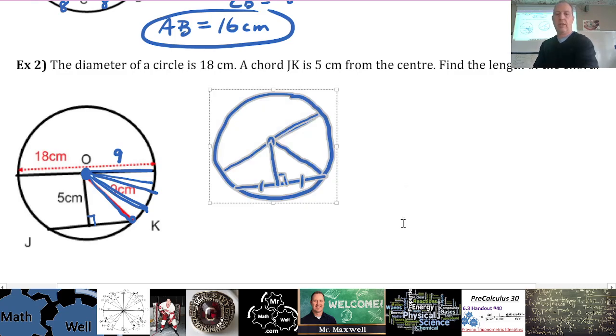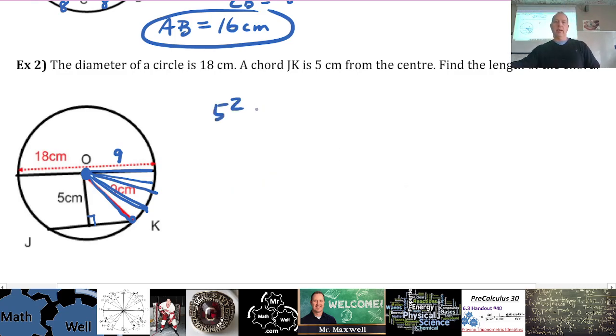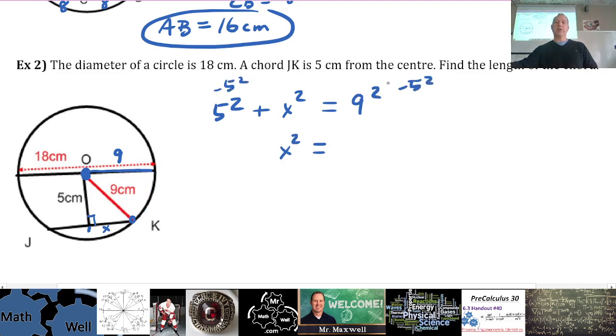Let's finish this question. So I'm going to have 5 squared plus, let's just make this x here. This little half, x squared, equals the radius, which was 9, so 9 squared. We're going to subtract 5 squared from both sides, and you can actually evaluate these if you want. 9 squared is 81. 5 squared is 25. So x squared equals, what's 81 minus 25? 56. Take the square root of both sides.